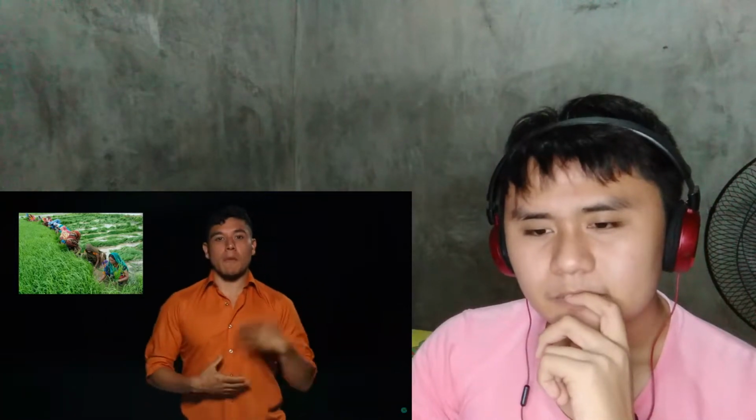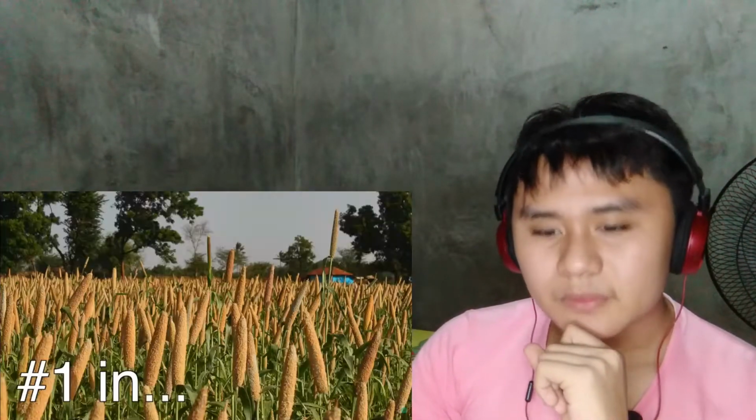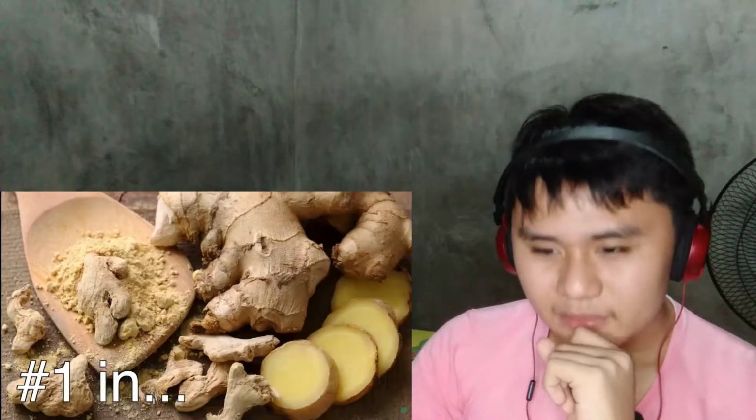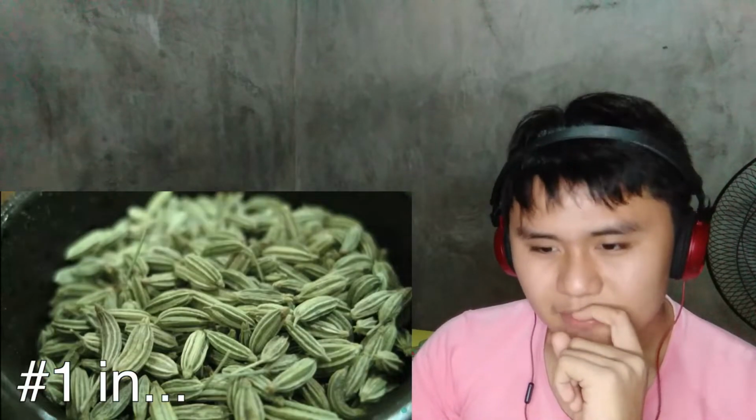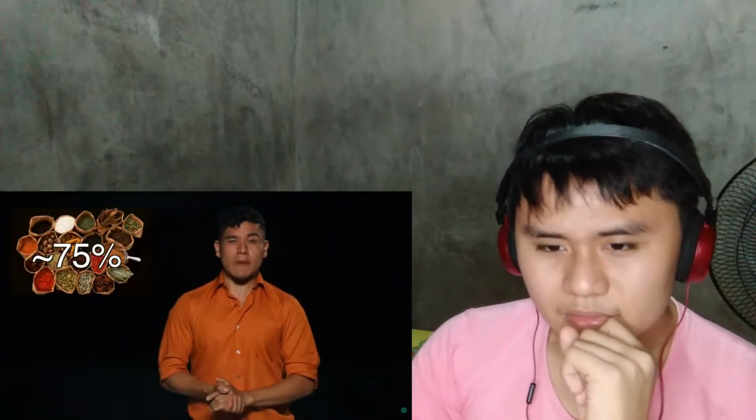India also has the most irrigated land in the world, which allows them to become the number one producer of multiple products like millet, bananas, lemons, limes, mangoes, ginger, chickpeas, milk, butter, fennel, jute, and about 75% of the world's spices alone come from India. Speaking of which, food!